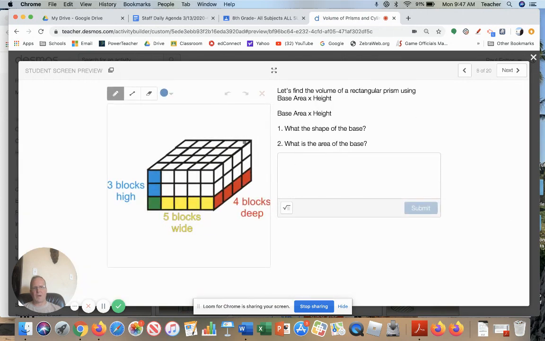Okay, so here we have a rectangular prism. The base area is 5 times 4, which is 20, and it's 3 high, so it's going to be, what is the shape of the base? The shape of the base, number 1, is a rectangle. What is the area of the base? Number 2, the area of the base is 20. Okay, and they stop there. So just answer those 2 questions.